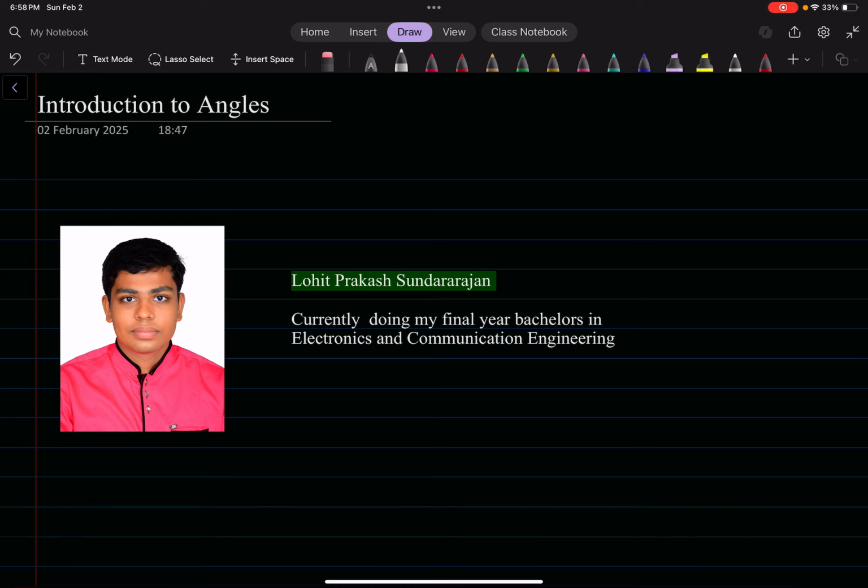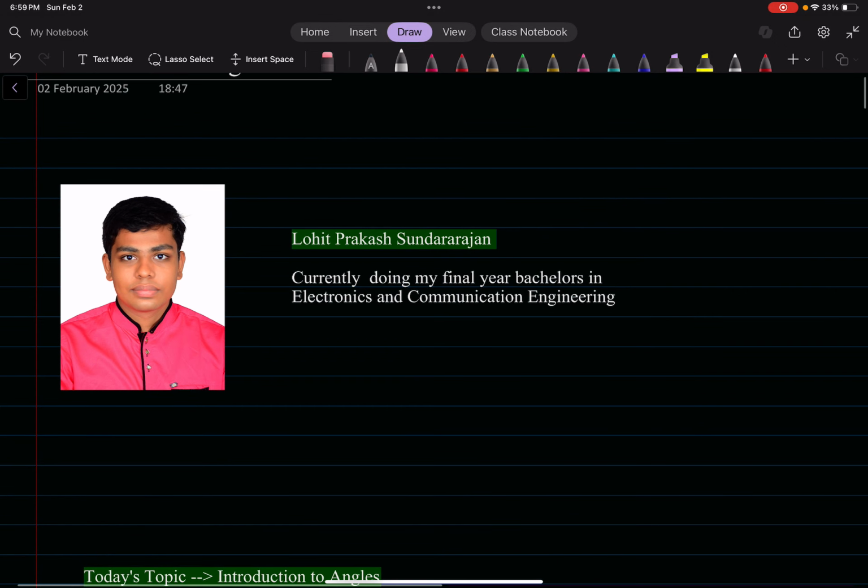So before I get into the topic, I just want to give a brief introduction about me. I'm Luhut Prakash Sundara Rajan. Currently I'm doing my final year of bachelor's from NIT Puducherry in the Department of Electronics and Communications Engineering, and I'm also an exchange student in IIT Madras in the Department of Aerospace Engineering. So let's dive deep into the topic.